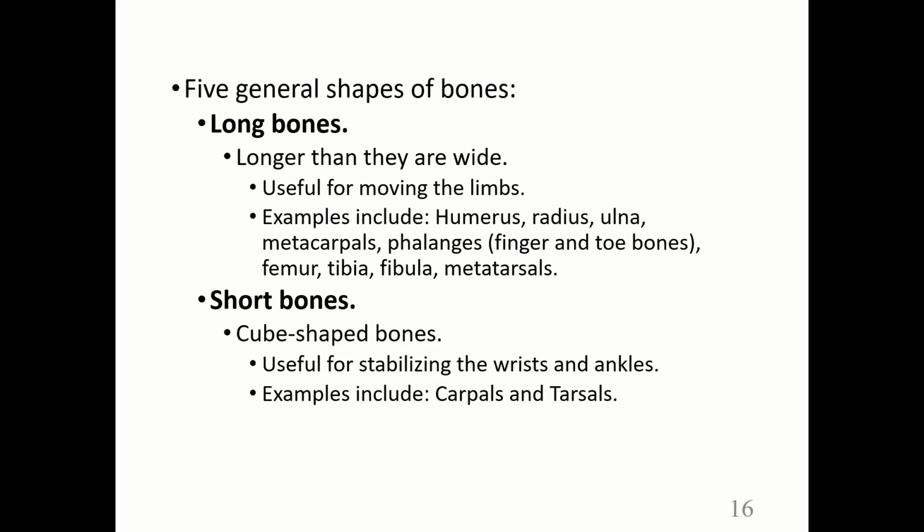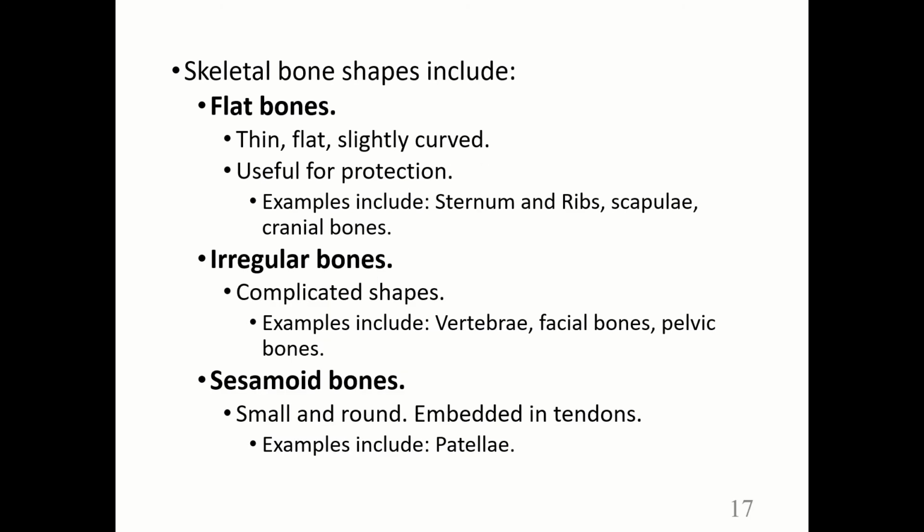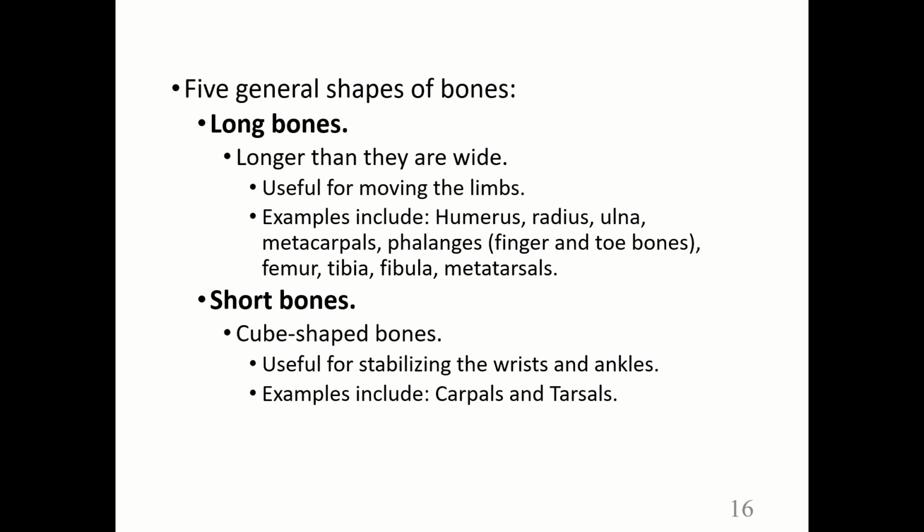There are 5 general shapes of bones: long bones, short bones, flat bones, irregular bones, and sesamoid bones. Let's look at the long bones first. Long bones are longer than they are wide. They are useful for moving the limbs. Examples of long bones include the humerus, radius, ulna, metacarpals, and phalanges, and then the femur, tibia, fibula, metatarsals, and the phalanges. Phalanges are your finger and toe bones.